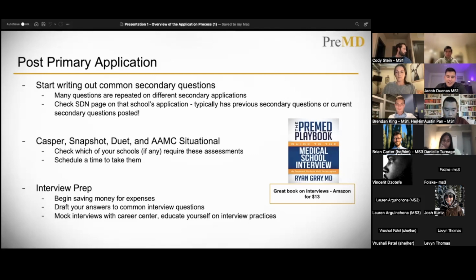And again, interviewing, if it stops being virtual, is definitely a cost to consider. So just have that in the back of your head as you're going through the application process. And very similar to the secondaries, have a general bank of responses to common interview questions. It'll really help you flow and be concise and prepared for your interview day.